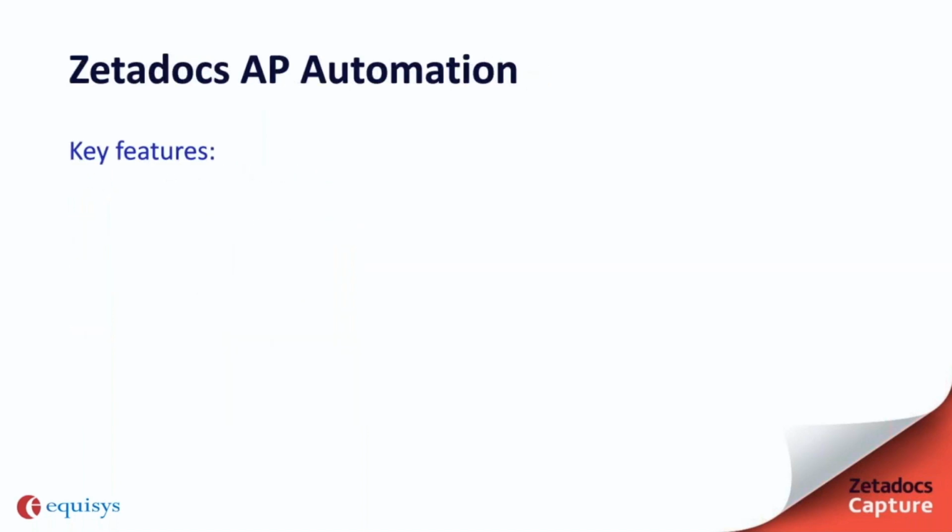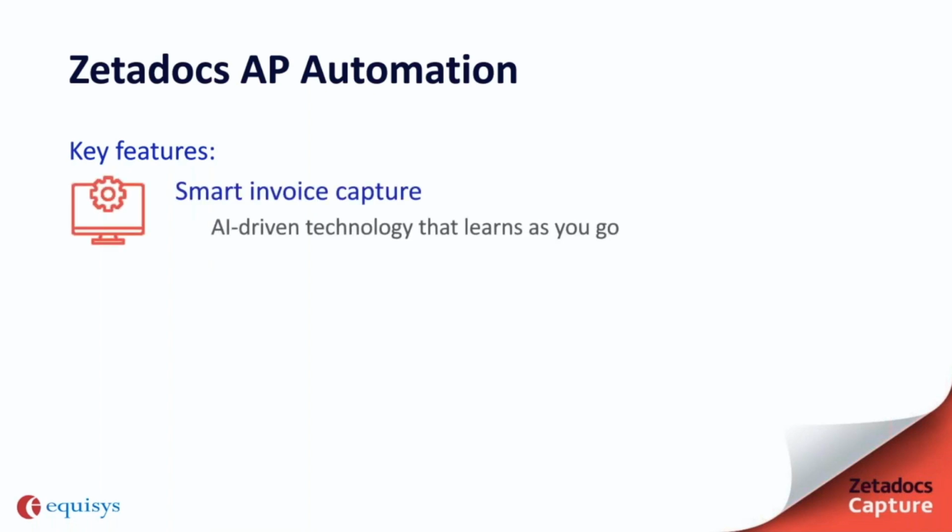So before we proceed with the demonstration, let's take a moment to explore Zetadocs Capture AP Automation and highlight some specific advantages. This solution employs advanced document capture technology driven by artificial intelligence to extract data from purchase invoices and seamlessly input this data into Business Central. Notably, it requires no setup of vendor templates and becomes more intelligent with increased usage.